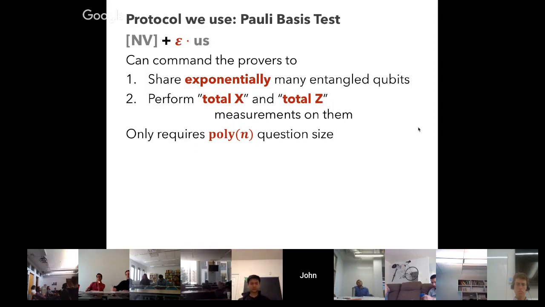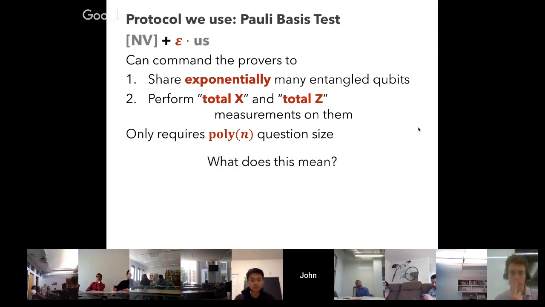This is very suitable for what we're doing because we're trying to get the provers to sample exponentially large questions, so we want them to have an exponentially large shared randomness. That's what number one gives us. Well, we want the verifier to only use polynomial question size.